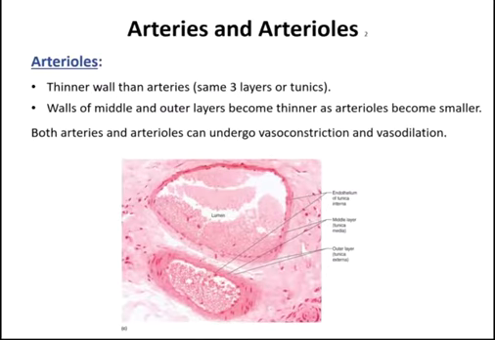Arterioles are thinner walled than the arteries, not a surprise. They're smaller. The middle and outer layers of the wall become thinner as they become smaller. We start getting less and less of this muscle in there. Both arteries and arterioles can undergo vasoconstriction and dilation. So when we keep talking about our blood vessels dilating and constricting in, like, the dermis of the skin and other areas, the arterioles and the arteries are some of the things that are controlled.